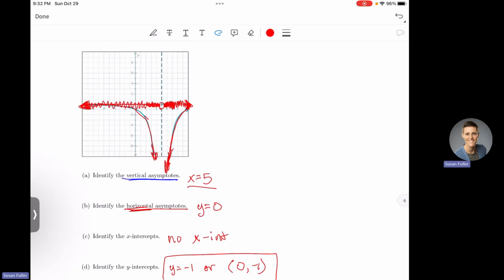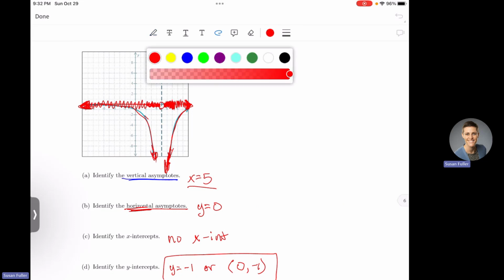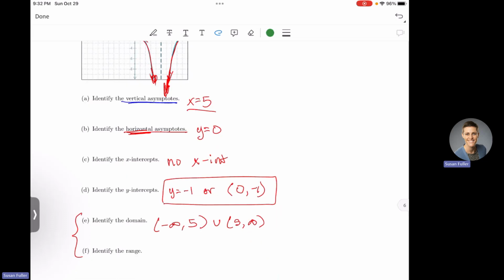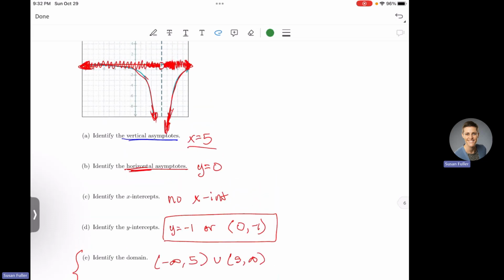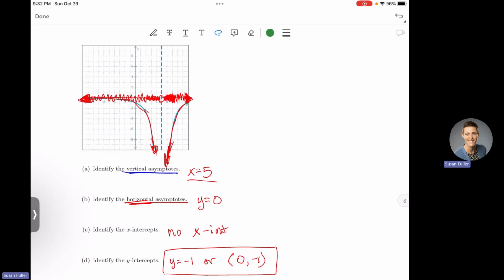Hopefully that makes sense. And now we're looking at the range. Let me try to switch colors here. So the range is the opposite. What y values have an x value that go with them? So now we'll look at our pieces here. This piece right here covers the y values in here. It covers all of these guys. The arrow will continue on down here forever and keep covering those guys.